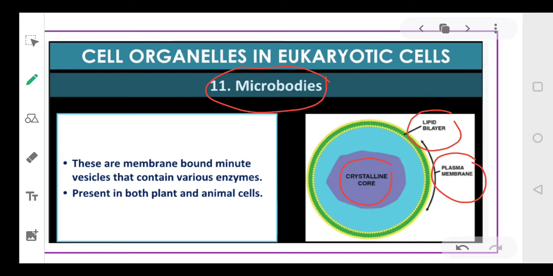Now these microbodies are minute vesicles. Okay, these are minute vesicles and they contain various enzymes.